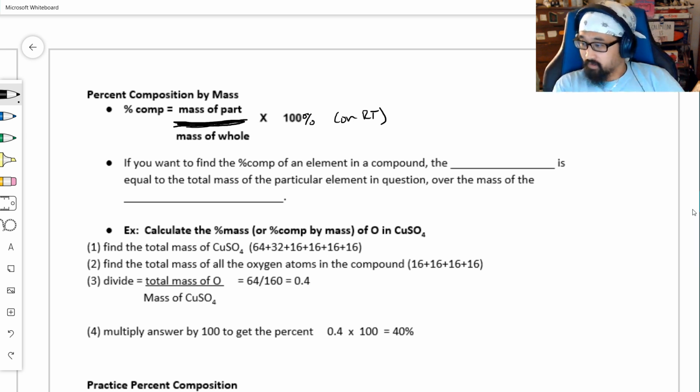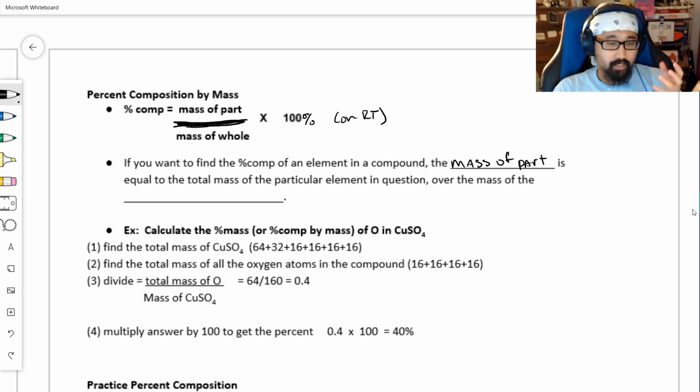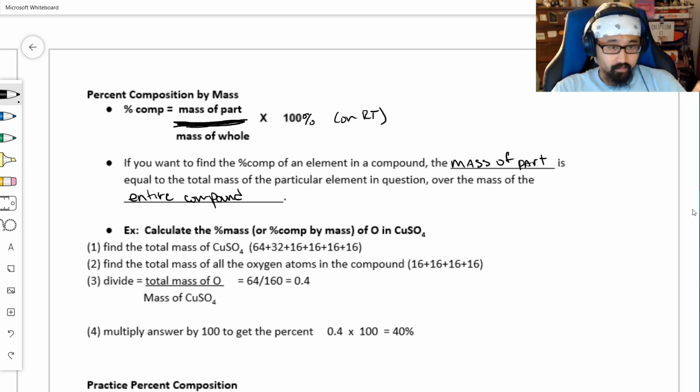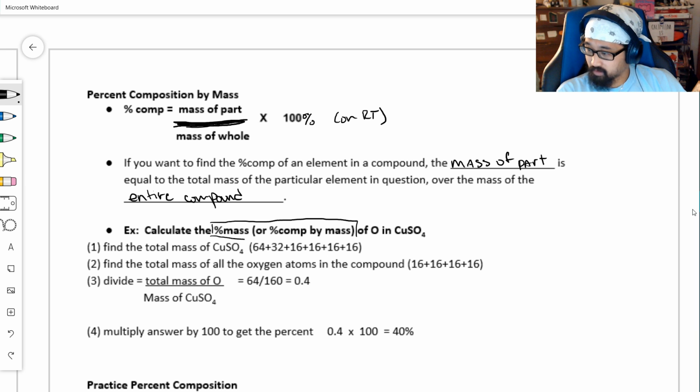Right? If you want to find the percent composition, then the mass of the part is equal to the total mass of that element. So if I'm looking for the percent composition of oxygen, then I have to count all the oxygens. What's the total mass of all the oxygens? And then over the mass of the entire compound. Right? So that's the mass of the whole. That's the whole thing. Right? So if I'm doing the percent composition by mass, these two phrases mean the same thing. So just as a note to self, I'm boxing it in.